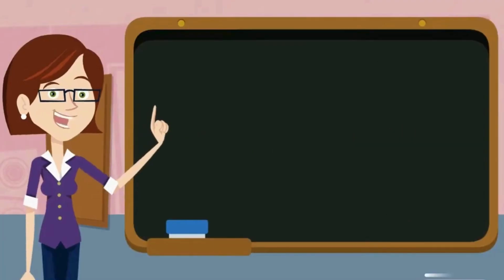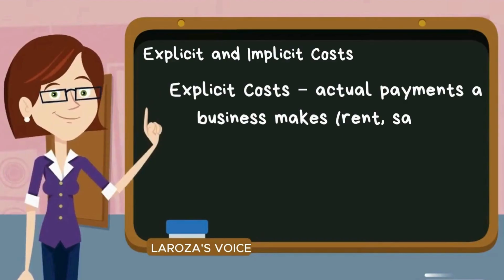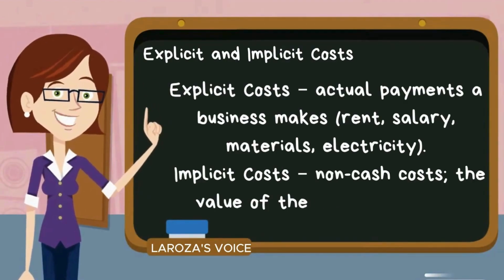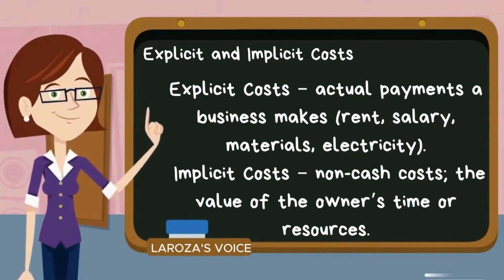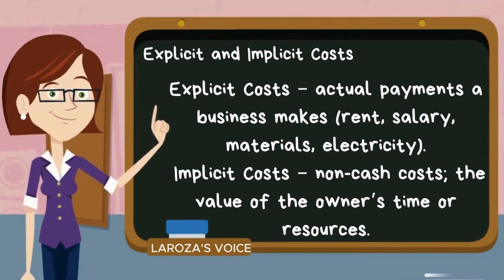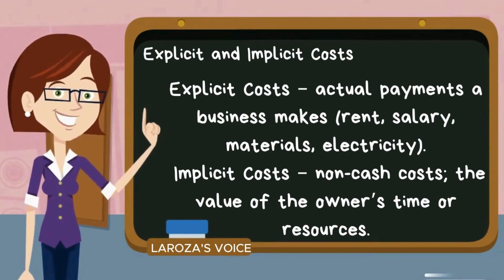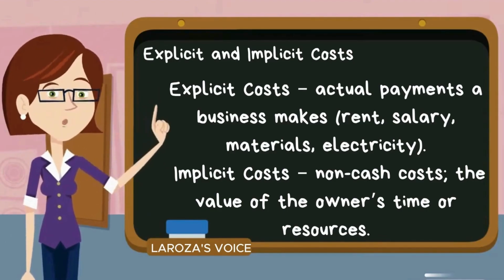Explicit and implicit costs. Explicit costs are actual payments a business makes: rent, salary, materials, electricity. Implicit costs are non-cash costs, the value of the owner's time or resources. So, explicit cost, mao ni ang direct nga gasto nga klaro kayo makita sa record sa business. These are the payments na imong gi-release gikan sa imong bulsa. Example, sweldo sa empleyado, bayad sa kuryente, tubig, rent sa lugar o palit sa materials. In short, kining mga cost kay makita nimo sa resibo, invoices o accounting records.